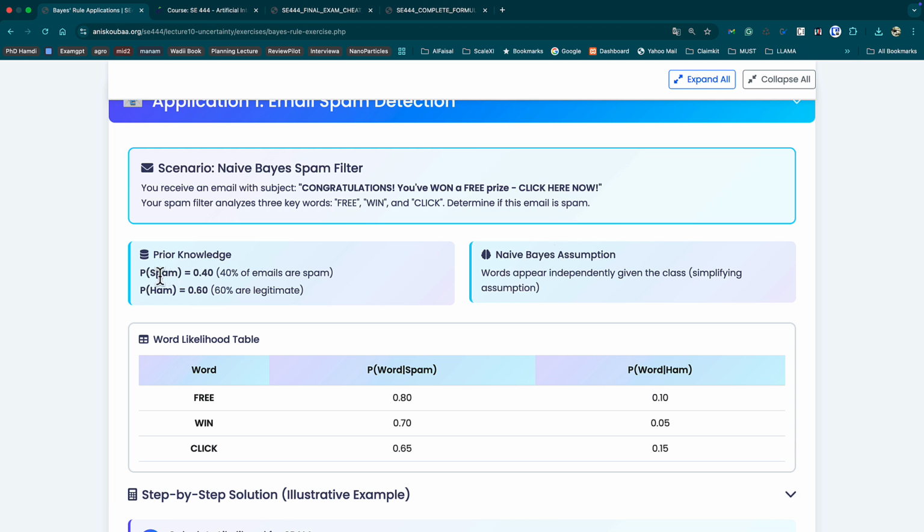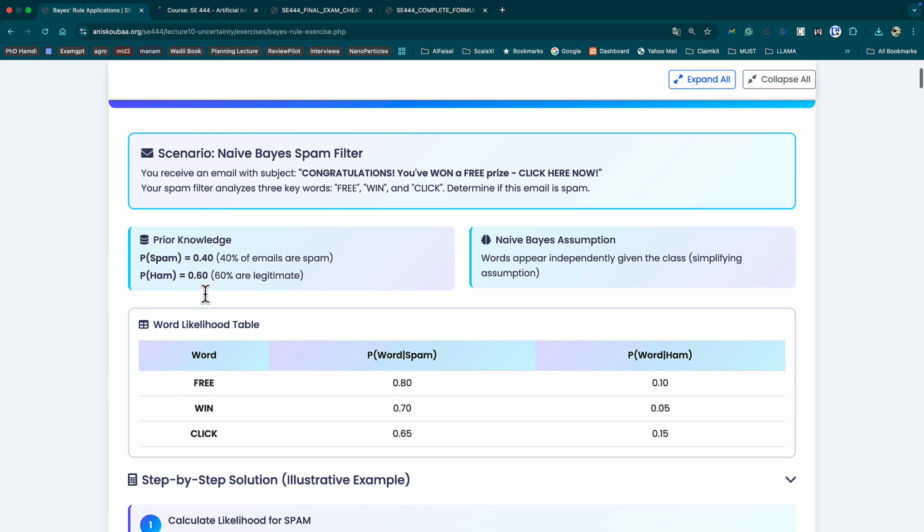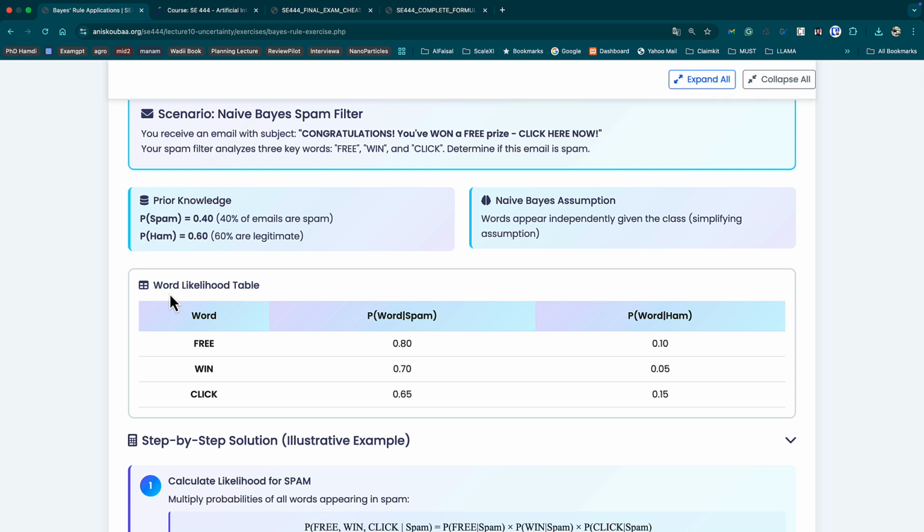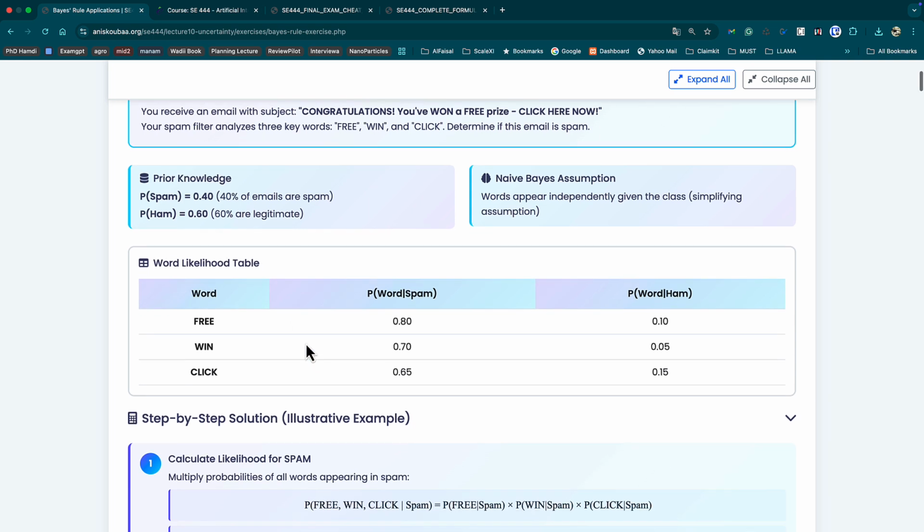And so the probability of having spam is 40%, not spam 60%. How did we get these values? Let's assume that we make a statistical analysis on all the emails that we can receive. And here we have the word likelihood table. Imagine that you have a lot of emails, and we know what is spam and what is not spam. In all the spams, we found that this word exists 80%, 70%, 65%. So these are conditional probabilities: the probability of the word given the email is spam, and the probability of the same word given the email is not spam.